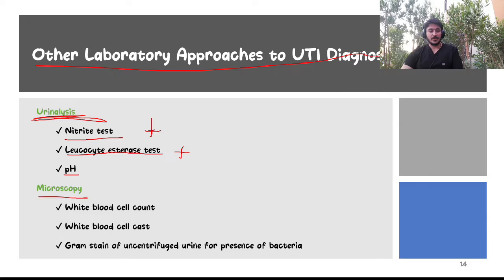Then we have microscopy. For microscopy, what do we look for? We look for white blood cell count, and we look for white blood cell casts.